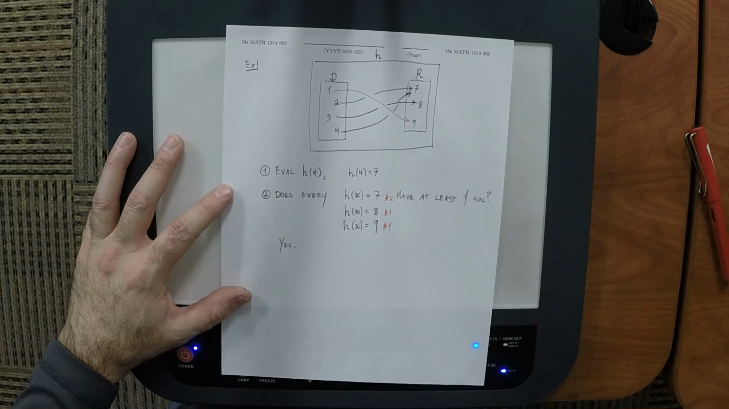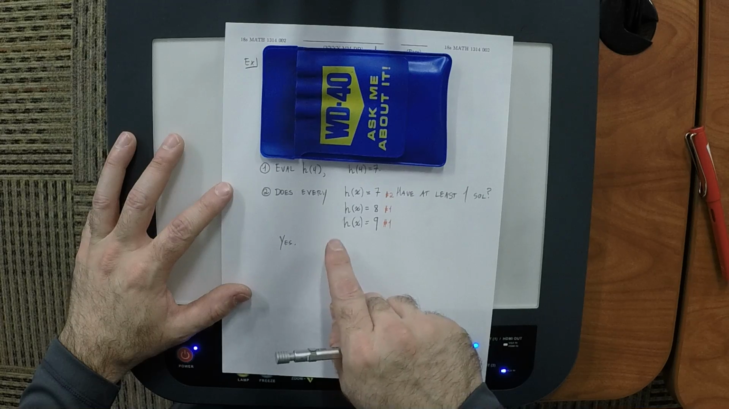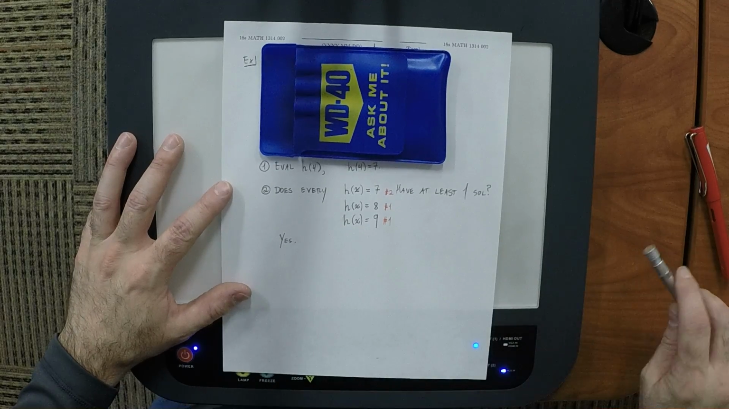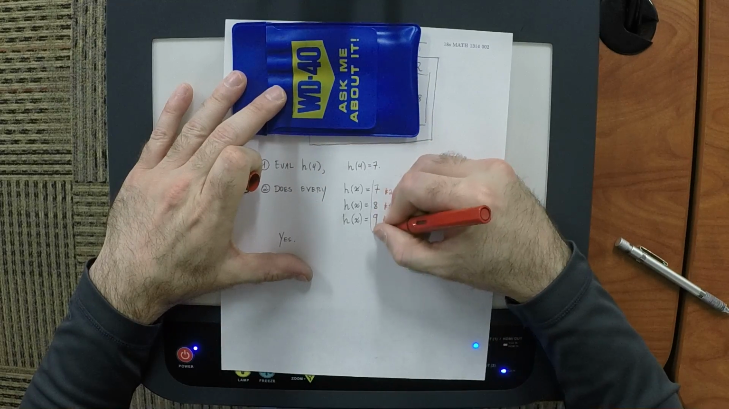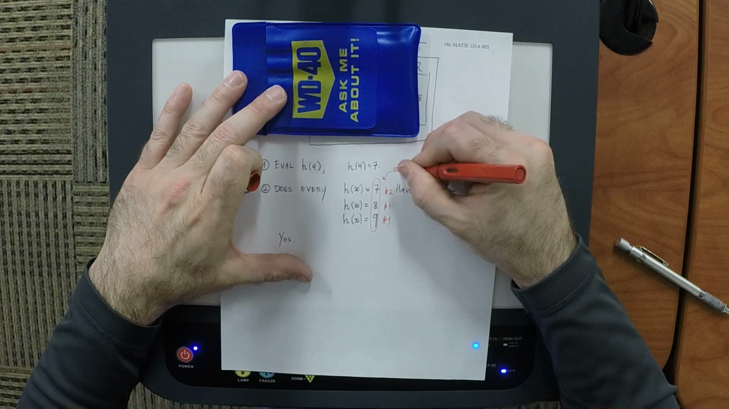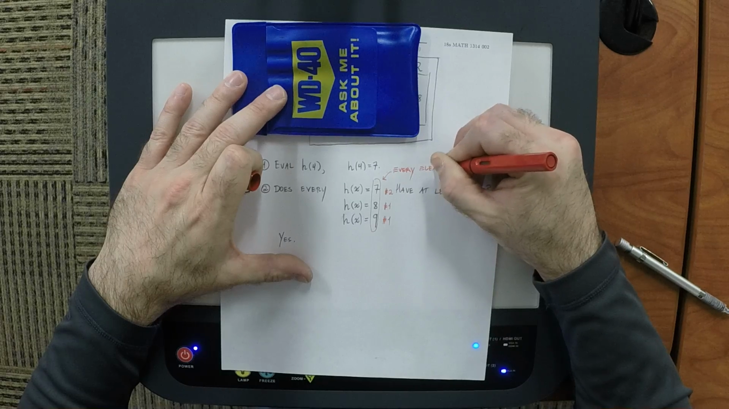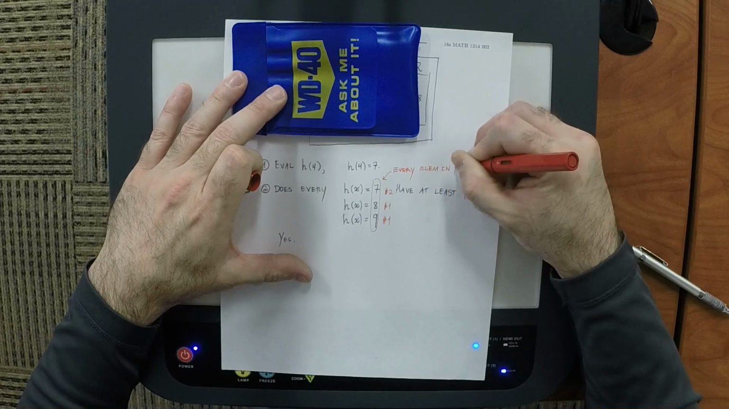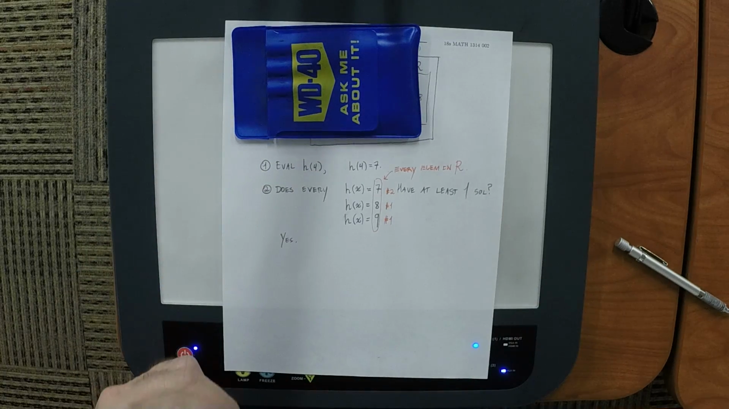Therefore, we can cover up the picture, and I can tell you that because this list contains every element in the range, and because you're telling me that every one of those equations has at least one solution, then you can tell me something about H. Therefore, H is surjective.